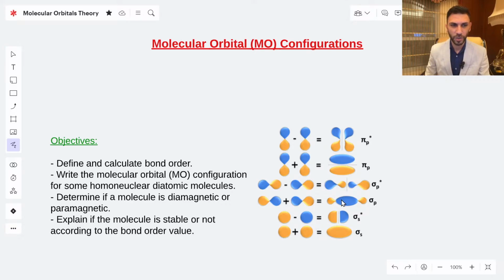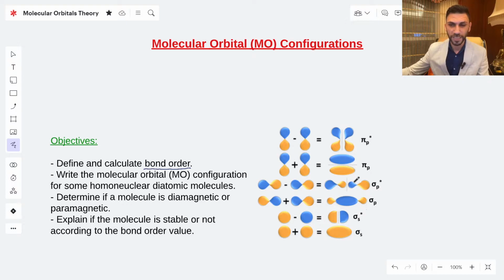Our objectives for today are to define and calculate the bond order. We need to understand what is meant by the bond order and how we calculate it. Also, to write the molecular orbital configuration for some homonuclear diatomic molecules. We need to determine if a molecule is diamagnetic or paramagnetic. Also, to explain if the molecule is stable or not stable according to the value of the bond order.